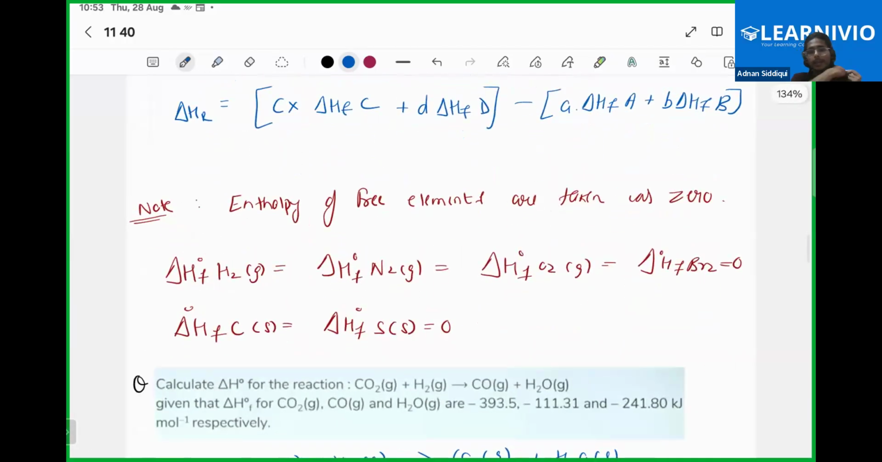Enthalpy of free elements are taken as zero. I just told you, if you are talking about delta H naught formation of H2 or N2 or O2 or Br2 or C, whatever element you can see in the environment in free state, and you are talking about its delta H naught formation, then it is going to be zero. What we can say: enthalpy of free elements are taken as zero. Is it clear?